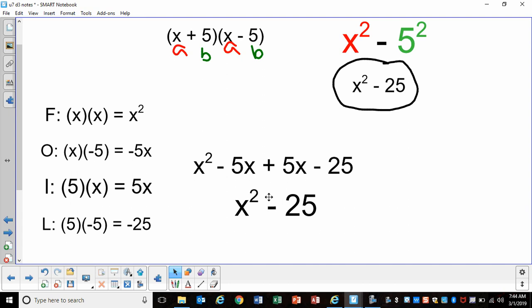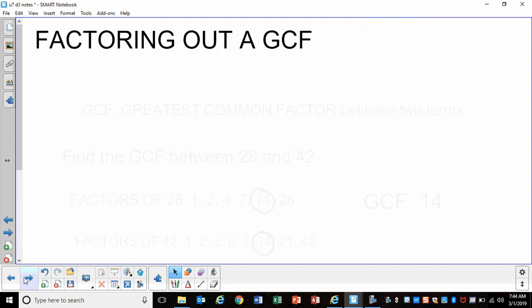So this will help you when we get to factoring, because if you know the shortcuts on how to multiply, you'll also know the shortcuts on how to factor, getting it back to those 2 binomials, which is really nice. All right, let's talk about factoring a little bit.